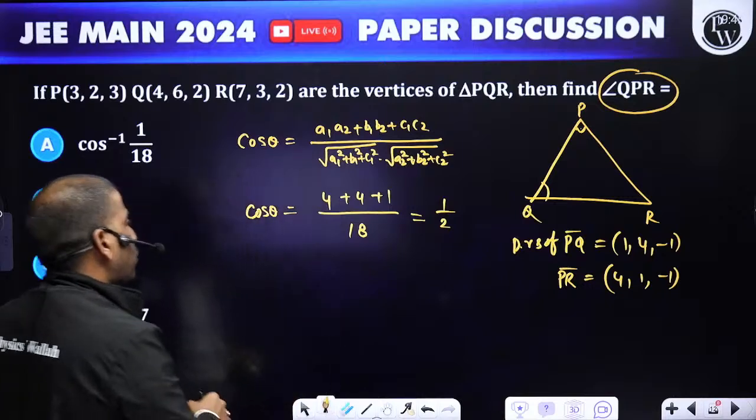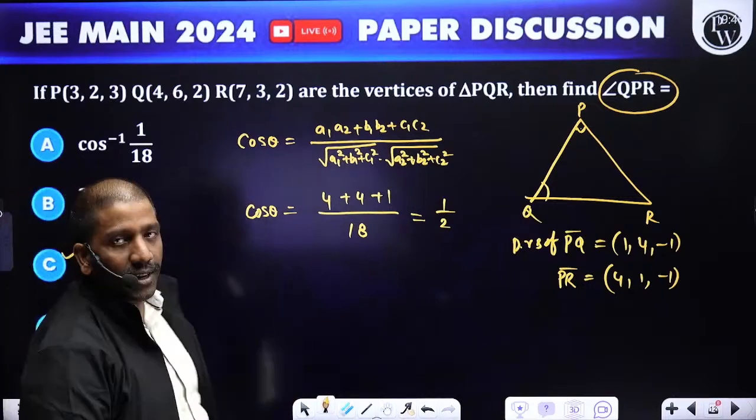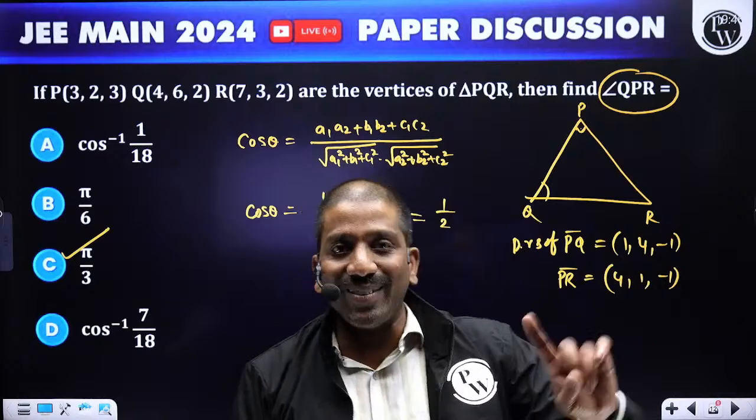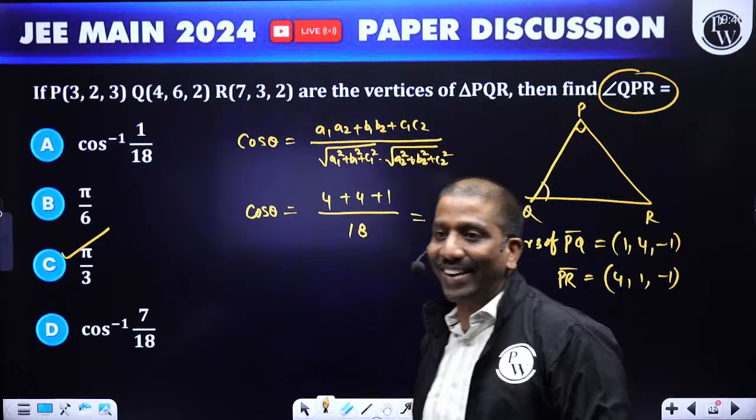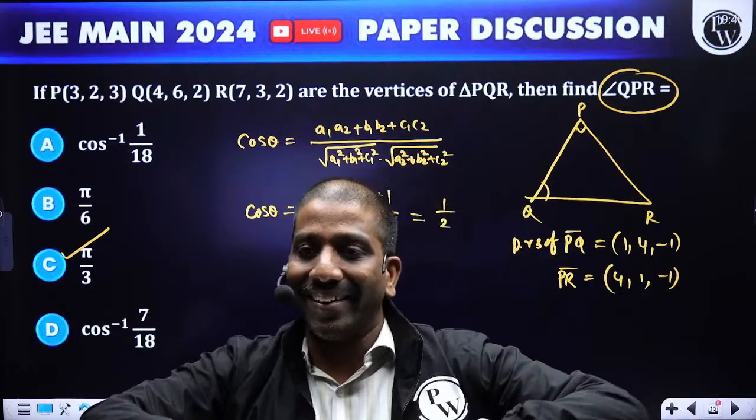So cos theta is 1 by 2. Theta is not 30 degrees, it is 60 degrees. It's not a sine, it's a cosine. Okay?